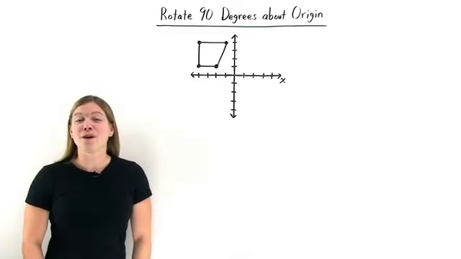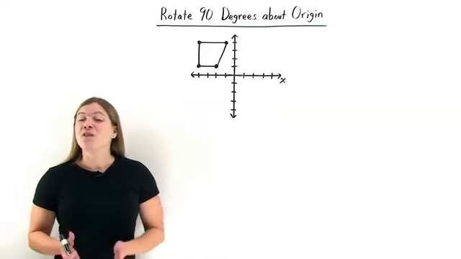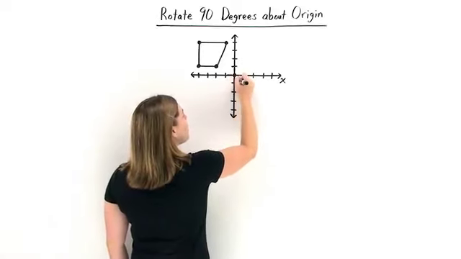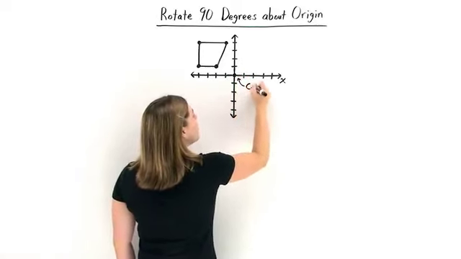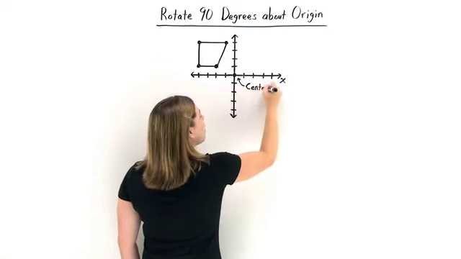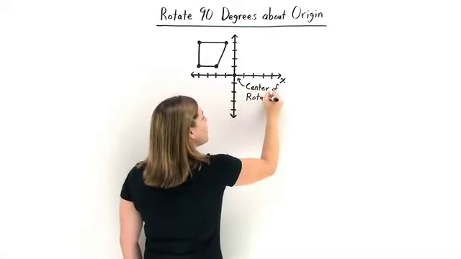Let's take this figure and rotate it 90 degrees clockwise around the origin. Here, we're trying to take this figure and rotate it around the origin. This point right here, that's the point (0, 0). Since we're trying to rotate around the origin, that origin is called our center of rotation.